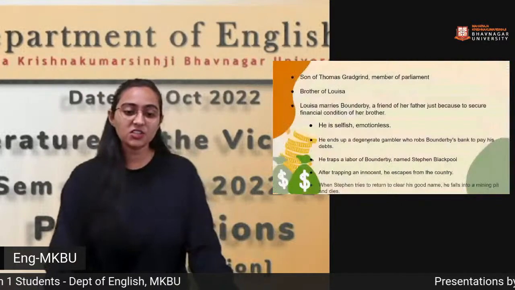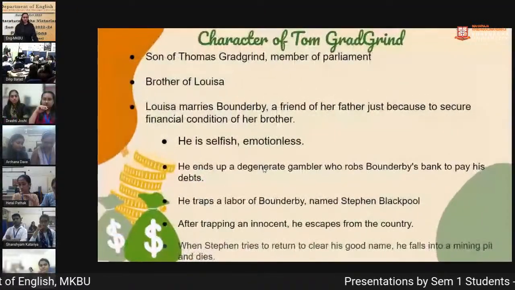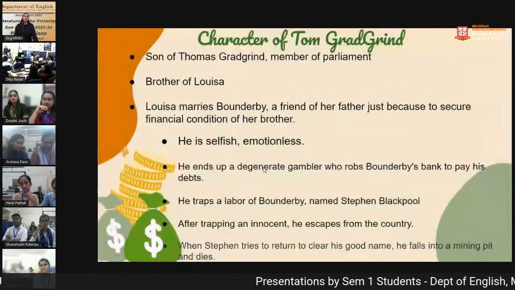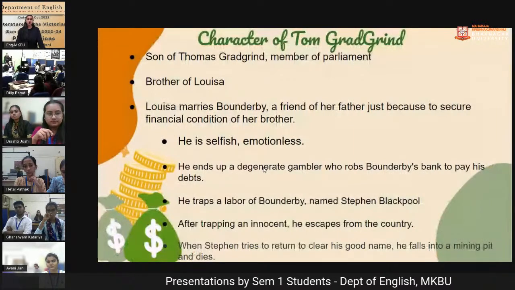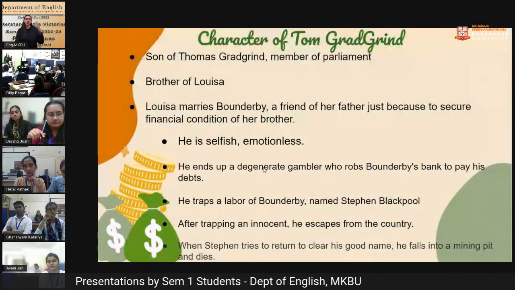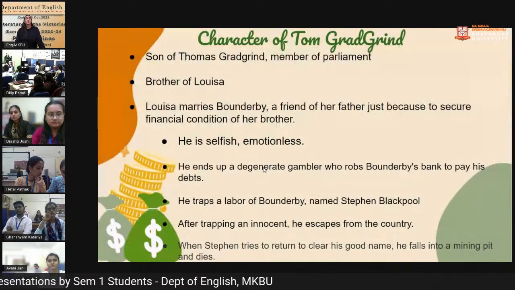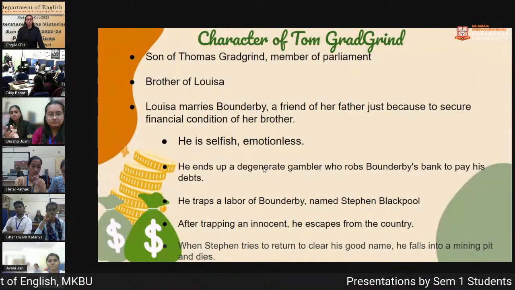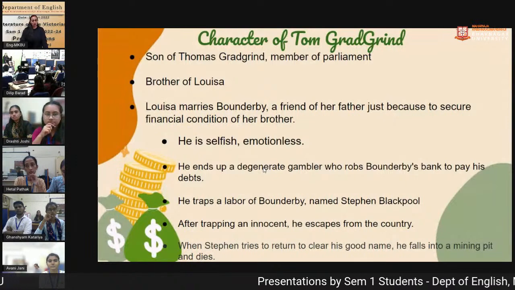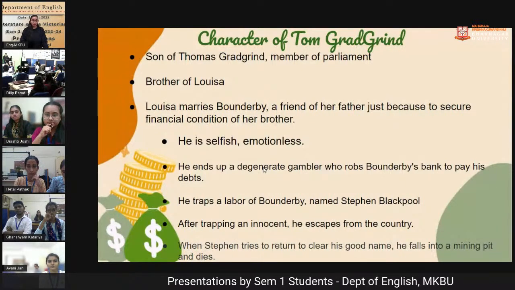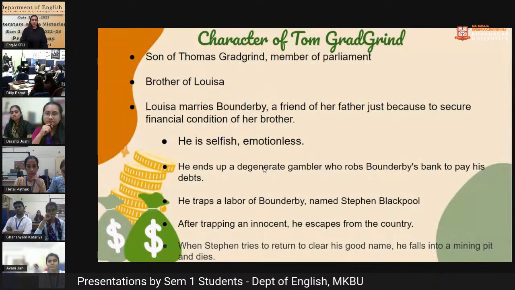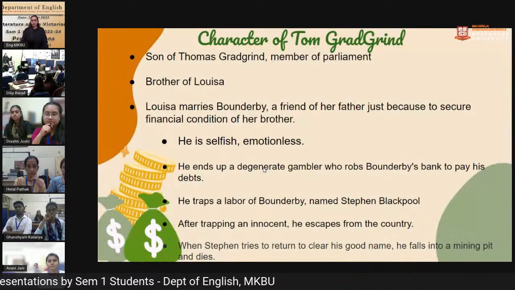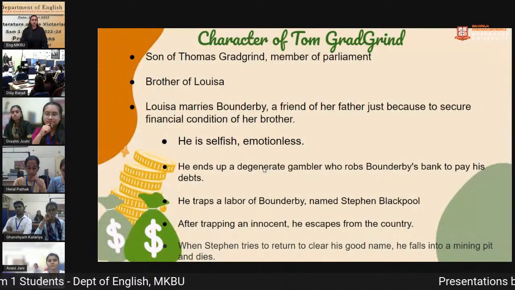Here is the character of Tom Gradgrind. He is a son of Thomas Gradgrind, a member of parliament. His father Thomas Gradgrind was a member of parliament. He was brother of Louisa, who is the protagonist of our novel. Louisa marries Bounderby, a friend of her father, just to secure the financial condition of her brother.